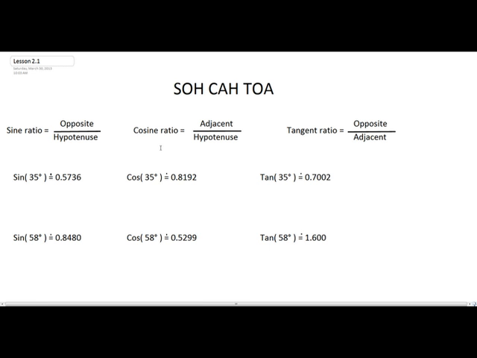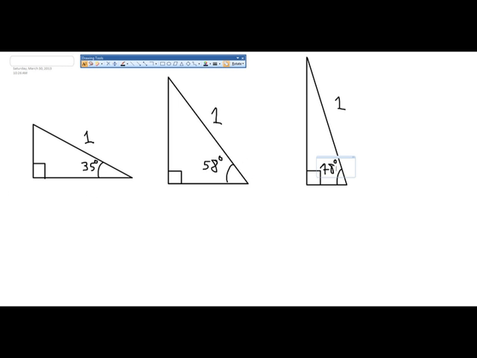So thankfully, the marvels of technology allow us, rather than looking up values on a huge chart in a booklet, to use our calculator to quickly and efficiently tell us what the ratios are for given angles. It makes it a lot more efficient than it was in the olden days.